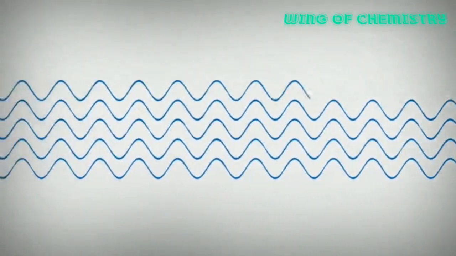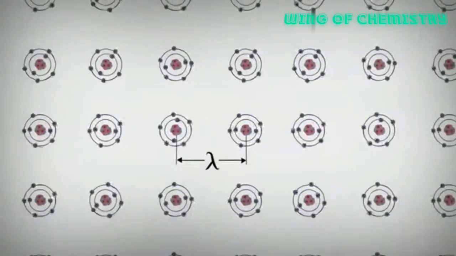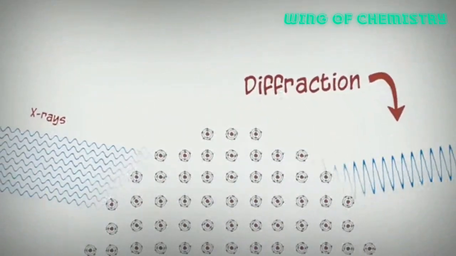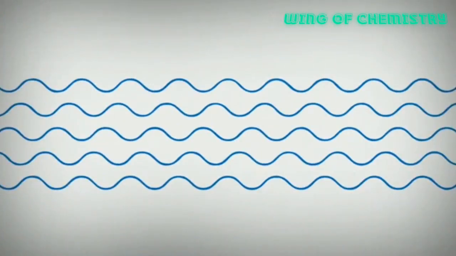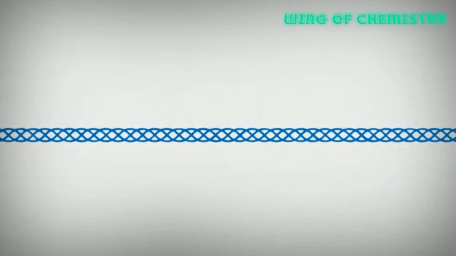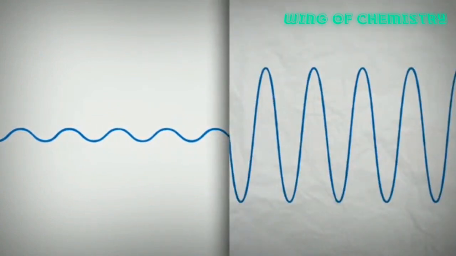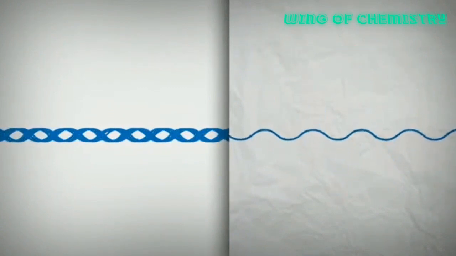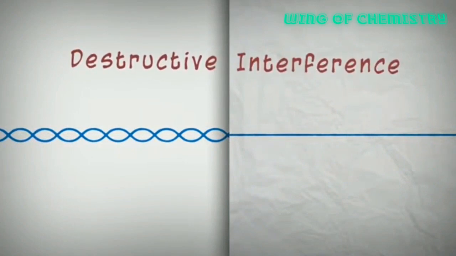X-rays are high-energy light with a repeating period called the wavelength. Since the wavelength of an X-ray is similar to the distance between atoms in a crystal, a special interference effect called diffraction can be used to measure the distance between the atoms. Interference occurs when X-rays interact with each other. If the waves are in alignment, the signal is amplified. This is called constructive interference. If the waves are out of alignment, the signal is destroyed. This is called destructive interference.